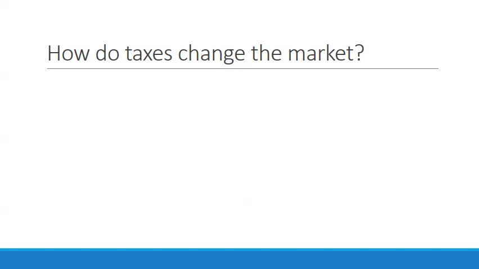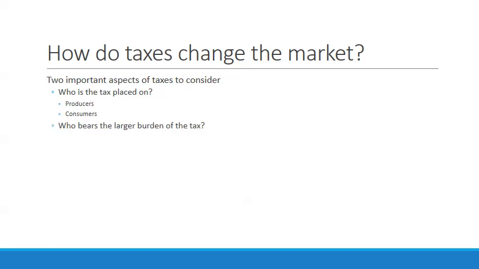Okay, so how do taxes change the market? So 2 important aspects of taxes to consider. Who's the tax placed on, producers or consumers? That's important because it tells us the type of tax that we're looking at. The next question will be who bears the larger burden of the tax. It's what we call tax incidence. So if you see that word, basically tax incidence is referring to who's paying the larger portion. So if a tax is $1, who's paying more of that dollar, consumers or producers?